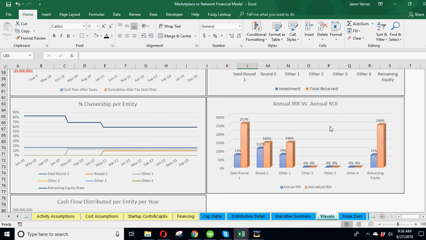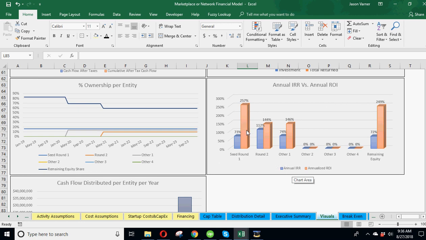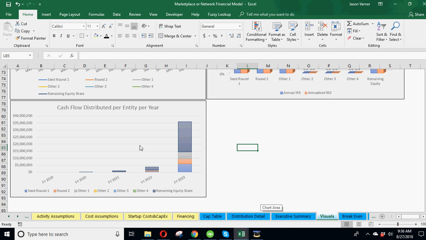Then we've got our annual IRR versus the annual ROI for each one. And like I said, because of the timing, I've allowed for timing differences. These will be different for each person. Then we've got cash flow distributed per entity per year. So this is showing who's getting what each year, and because of the exit.